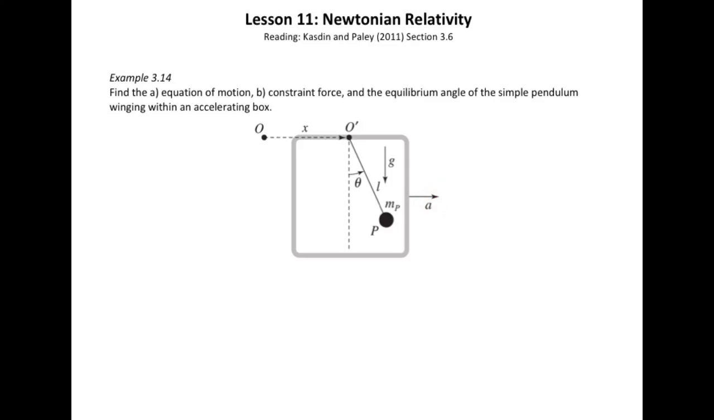It's accelerating to the right, we have our gravity vector, and we actually have all of our coordinates already, because we have x, which is giving us our position relative to O, which is in the inertial reference frame, or fixed, and then theta, which is our second coordinate.